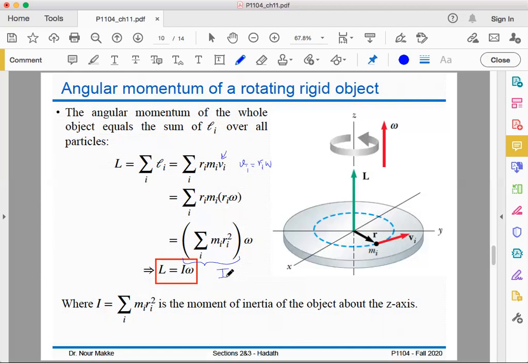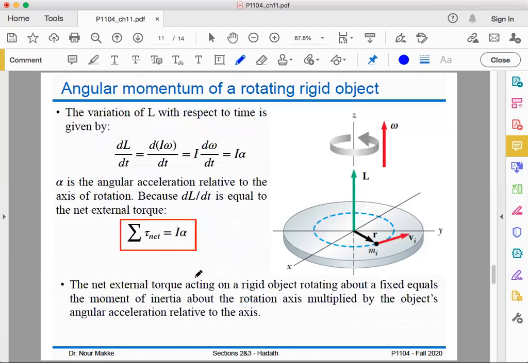We said that the replacement for the mass is the distribution of the mass about a fixed axis, about a given axis. And so if we replace the sum over i of m_i times r_i squared by the moment of inertia I, then we end up with L equals I omega. And so the angular momentum of a rotating rigid body can be written as the product between the moment of inertia of the body about that axis, the axis of rotation, multiplied by the angular speed omega. So this is it for the angular momentum of a rotating rigid body.